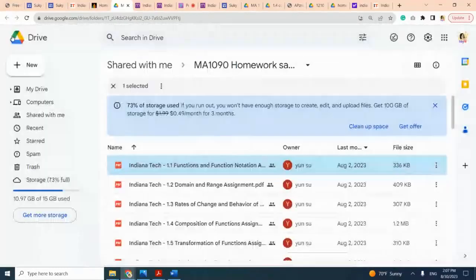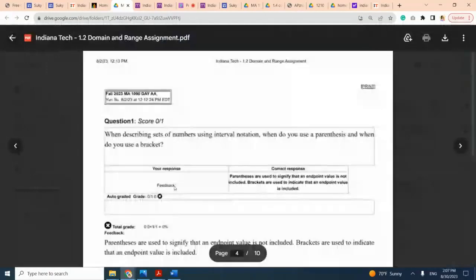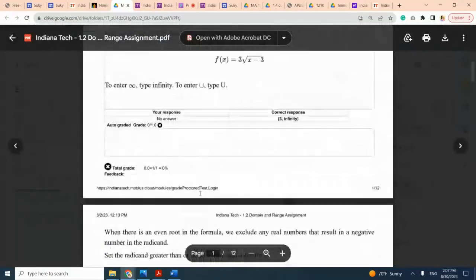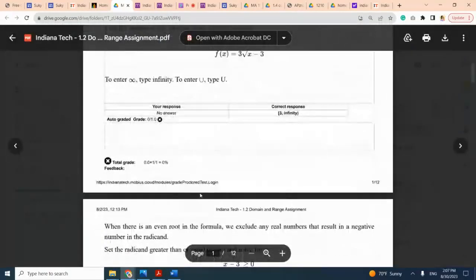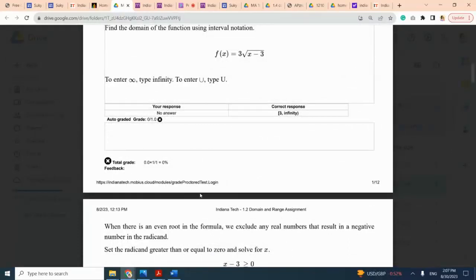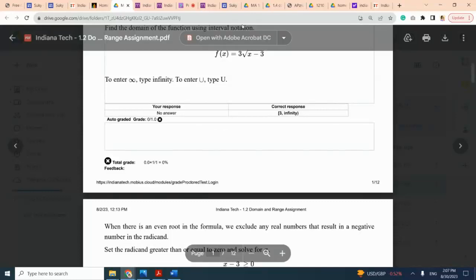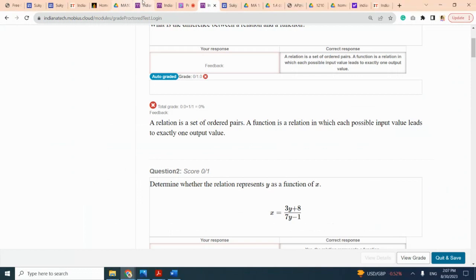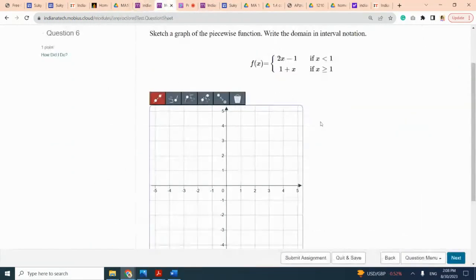For example, in 1.2, when they ask you to find the domain and range, and you type infinity, you type parentheses, not brackets, for infinity. So you can look at how we type the answers to figure out whether you typed the answer correctly. And also, let's see, this one.